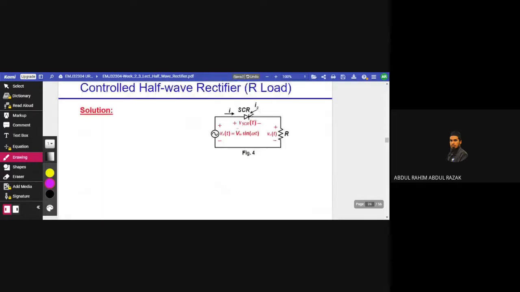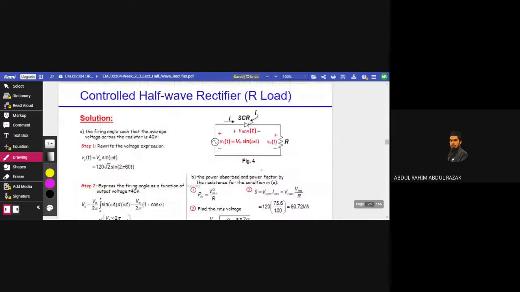So again, you have to draw the circuit, key in all the information here, and then rewrite. The first thing you have to rewrite is your instantaneous V source here. So omega is equal to 2 pi f. You put 120 times root 2 to get your peak value. This peak value you should put inside your simulation. You don't put your RMS value because it requires peak in PC. Maybe other simulation tools require other kinds of units, but for PC we should key in the peak value.